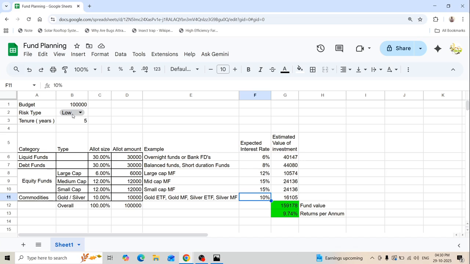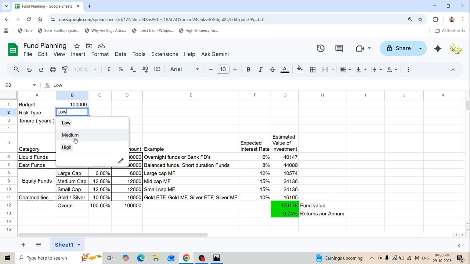This is when we have selected low. If I'm going to be an aggressive investor, so I'm selecting high, it automatically changes the allotment size for each category, and depending on that, it will again calculate and give you the fund value after the completion of the tenure. So in this 1 lakh investment with risk type high and tenure of 5 years, you will be getting 1.86 lakhs after 5 years, which is around 13.26% returns per annum.